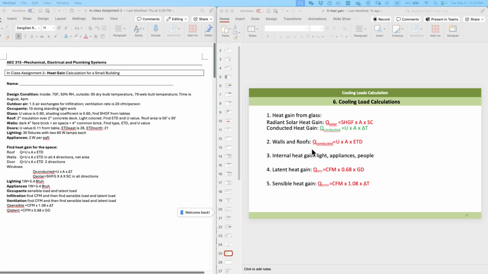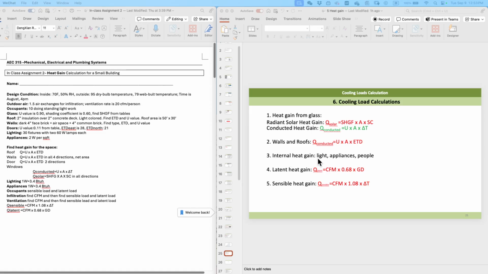And for walls and roofs, we use conduction, similar to the conducted glass heat gain, but the difference is ETD. ETD is different from delta T. ETD means that for the direction of the walls, they have different ETD, so you also need to find it from a table. First you need to know the type of the wall and the direction of the wall, and then you can find ETD.